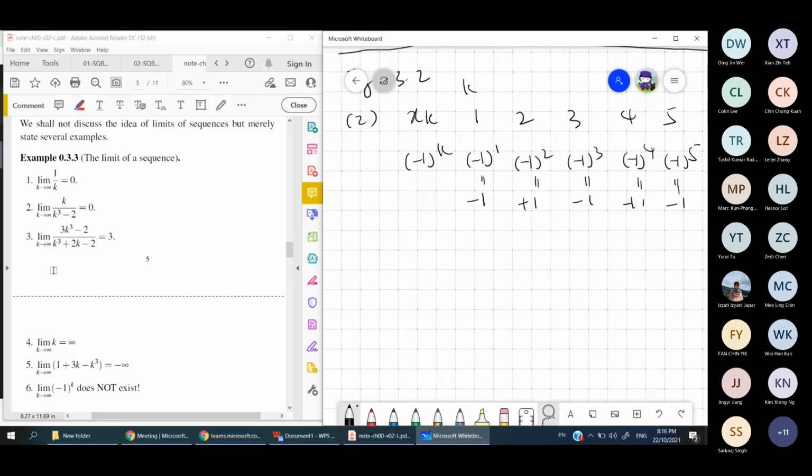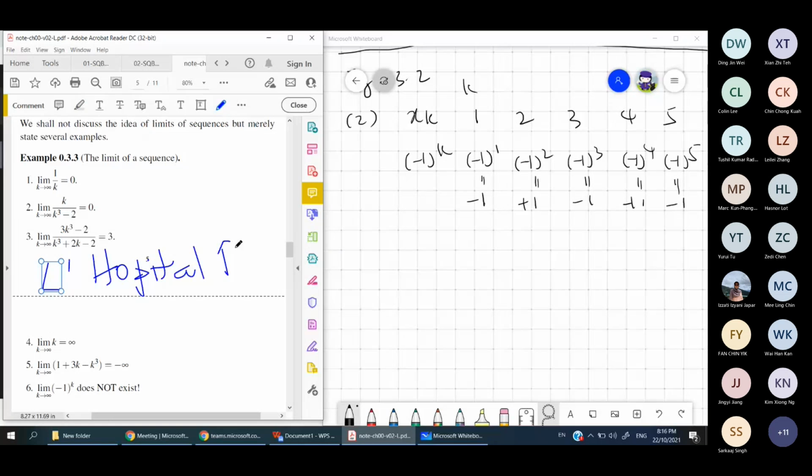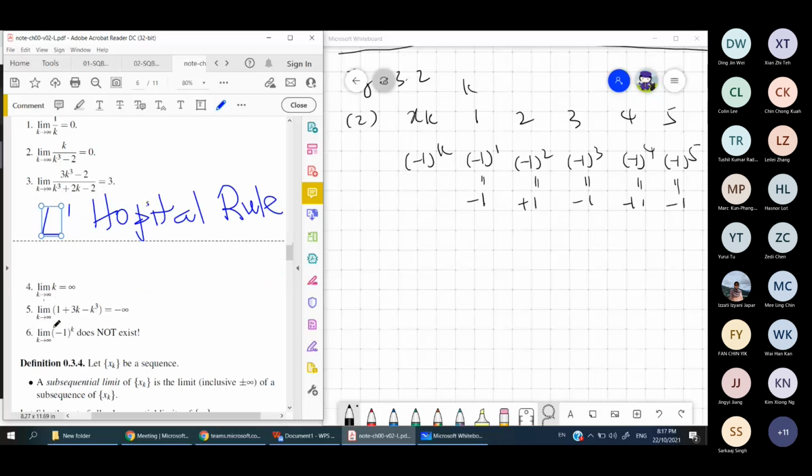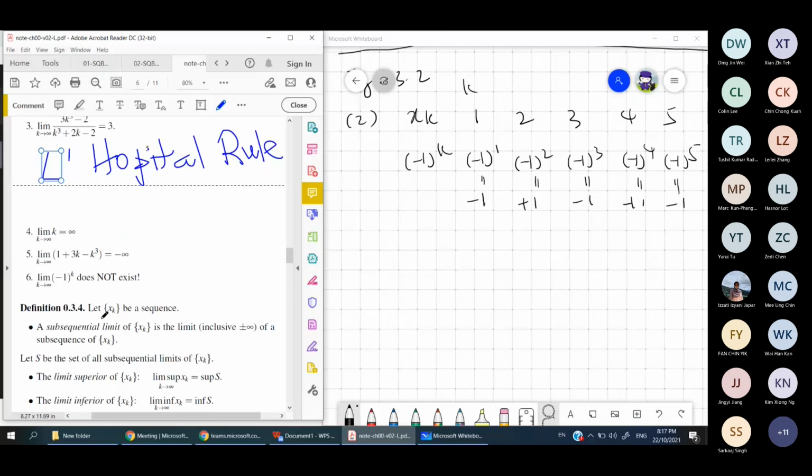Please refer back to your calculus on how to calculate the limit for it. You might need to use the so-called L'Hopital's rule to do it. So to calculate this, again, we can have this: the limit as k goes to infinity is infinity, and this one is negative infinity. And also for this one, the limit does not exist, because of what we have discussed here.